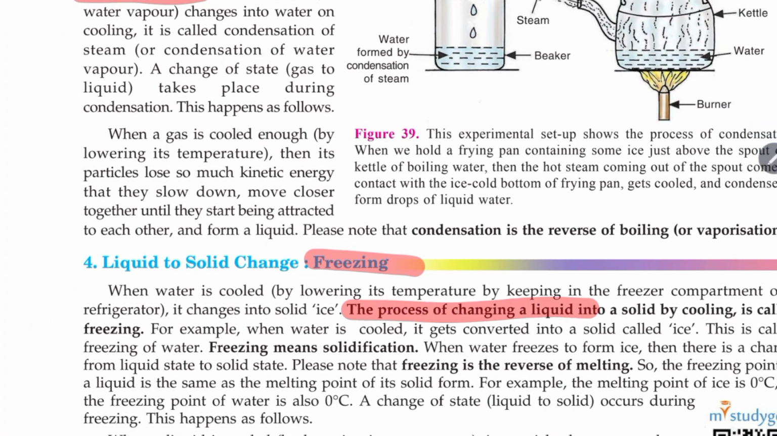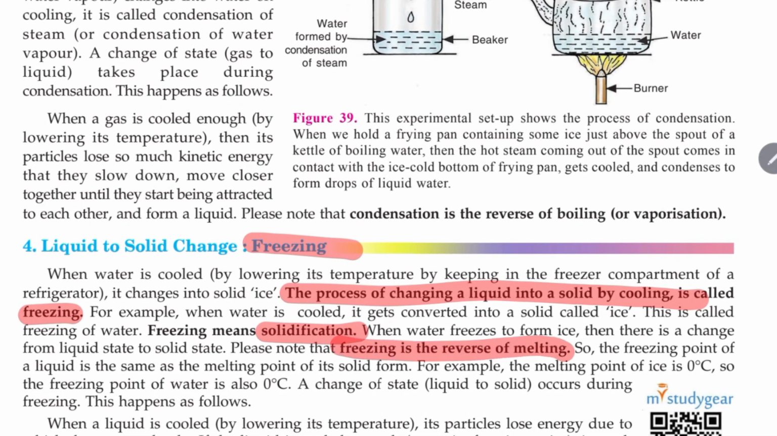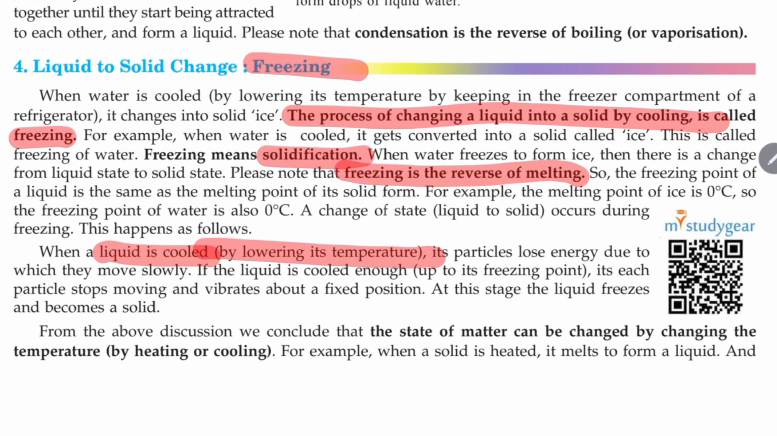The process of changing of liquid to solid by cooling is called freezing, and it is also known as solidification, which is the reverse of melting. If in melting it is required to apply heat, for freezing it is required to cool the liquid. By lowering the temperature, what is happening? The kinetic energy is reduced, the particle movement is reduced, and hence the particles are capable of coming closer and increasing the interparticle forces of attraction, thus changing the state of the matter.